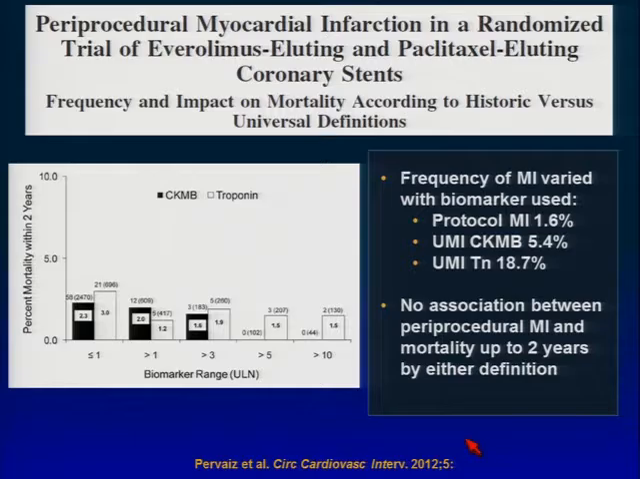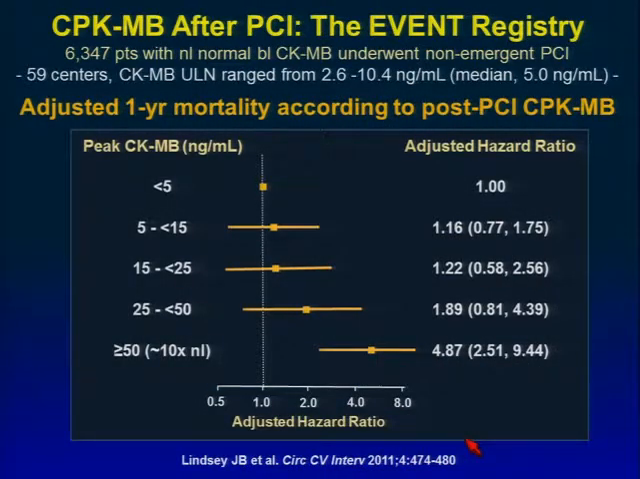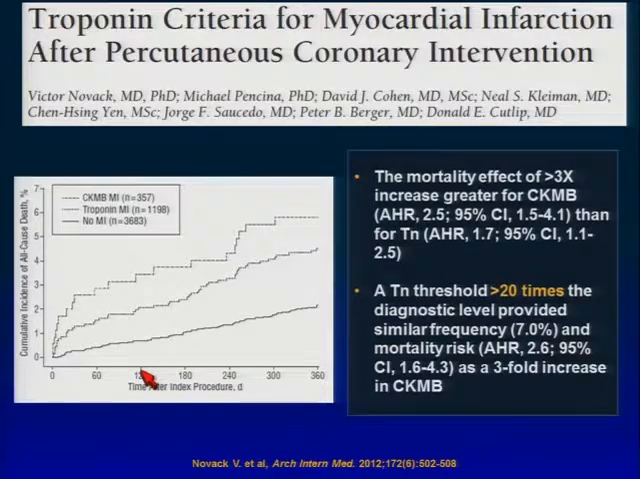But other studies have looked at a similar question, and they have shown that probably you need a higher biomarker threshold for prognostically significant MI. This is data from the EVENT registry, and the risk of adjusted 1-year mortality according to post-PCI CKMB elevation. And we see that for CKMB greater than or equal to 5 times normal, this was associated with a significant increase in the risk of 1-year mortality.